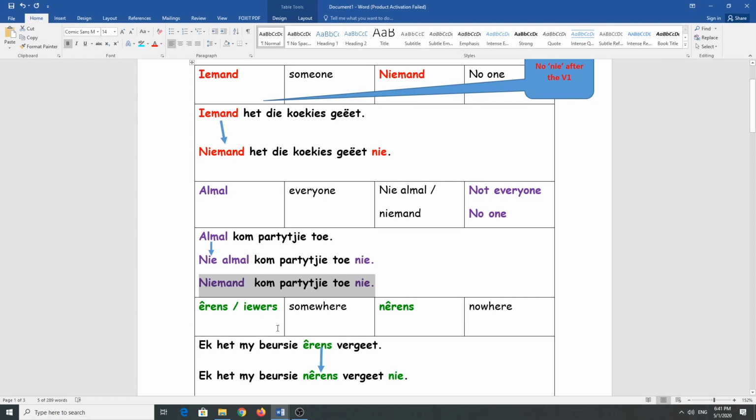Same here with iewers. Ek het my beursie iewers vergeet. I lost my wallet somewhere. Ek het my beursie nêrens vergeet nie. The iewers becomes nêrens. You don't move it around in the sentence. Vergeet, and then the nie at the end. So, this is how you work with those word changes.